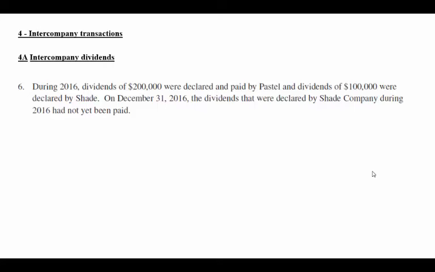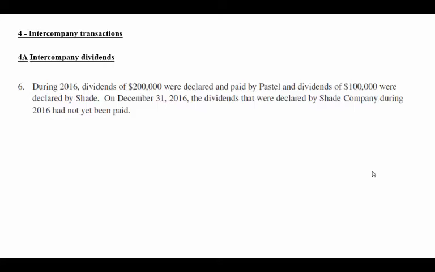So the question information we were given was other information number 6. During 2016, dividends of $200,000 were declared and paid by Pastel, and dividends of $100,000 were declared by Shade. On December 31st, 2016, the dividends that were declared by Shade Company during 2016 had not yet been paid. If you remember as well, back to our balance sheet, there was a dividend payable of $100,000 on Shade's balance sheet, which would relate to this because they're telling us these are unpaid.